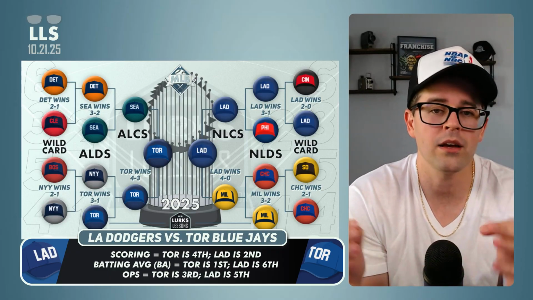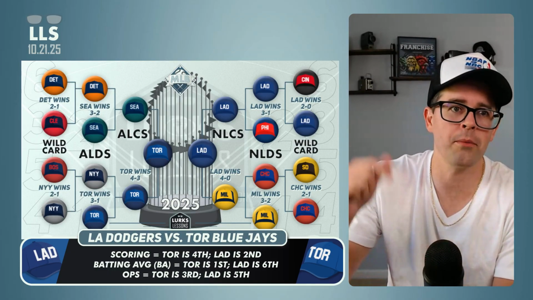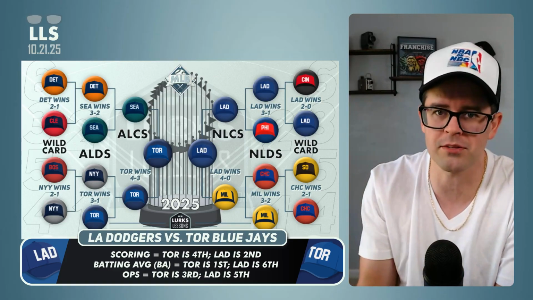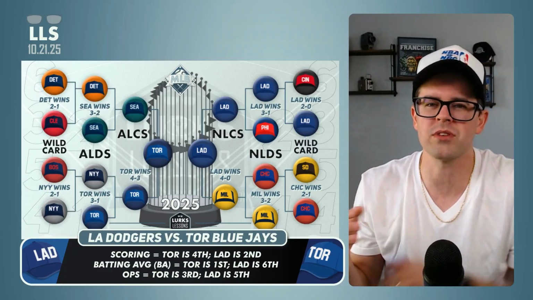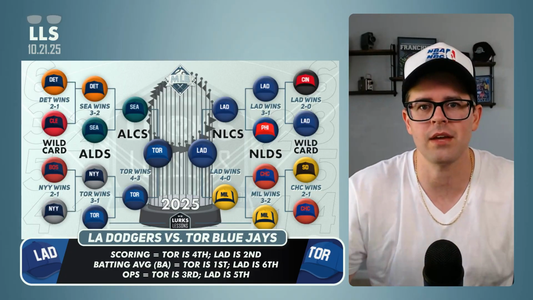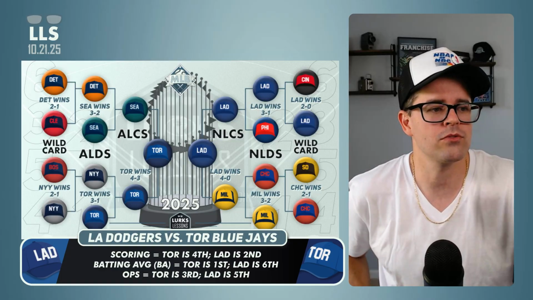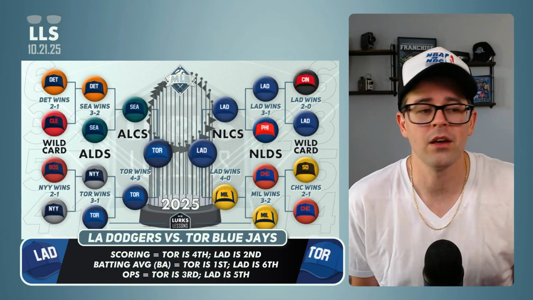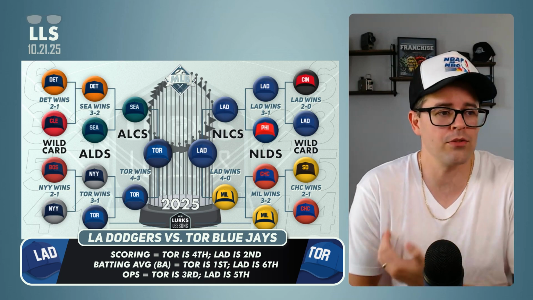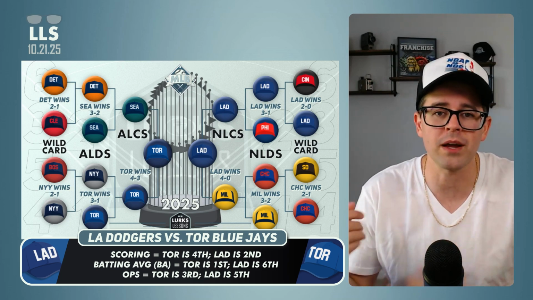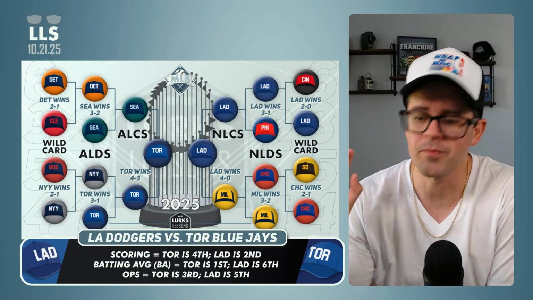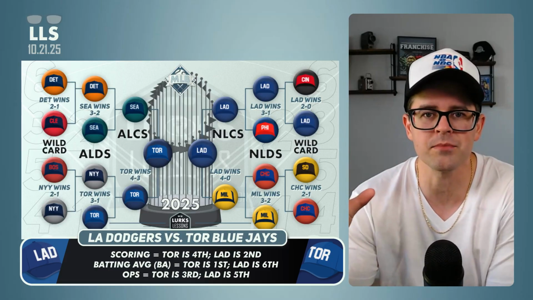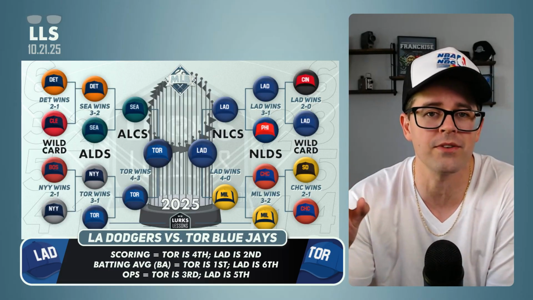And then finally, OPS, which was on base plus slugging percentage, which we briefly talked about earlier. That essentially means like power and getting on base as best as possible. Toronto is ranked 3rd over the Dodgers ranked 5th. Regardless, in those 3 categories, both teams are ranked in the top 6. So to see that these 2 offensive teams are going at it, it's going to be very, very exciting.